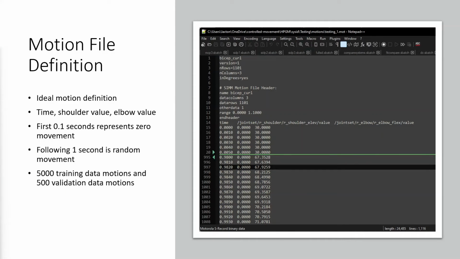The motion file is an XML file specifying an ideal motion described by the changes in the elbow and shoulder joint angle with time. Our described movement is 1.1 seconds long, with the first 0.1 seconds defined as zero movement with an elbow joint position of 30 degrees, which acts as an initial condition. This initial condition allows analysis of the muscle activations from a baseline. We pseudo-randomly generate 5,000 motion files for the training data and 500 for the validation data.